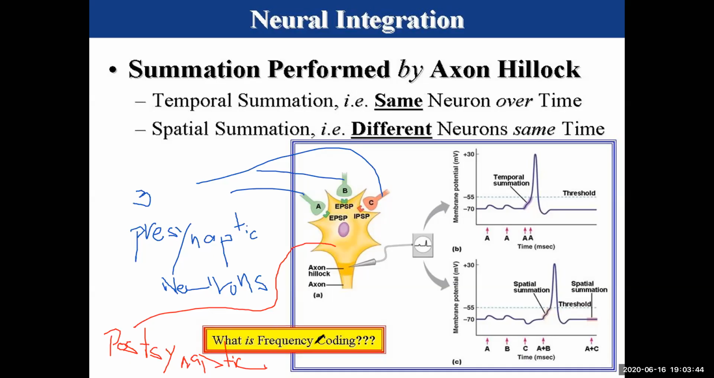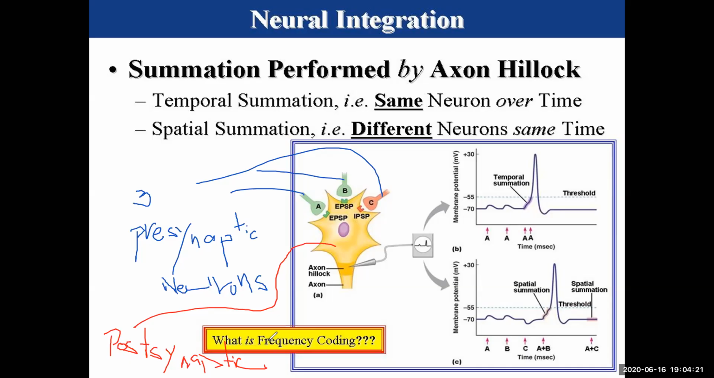Frequency coding means how many signals are being generated per unit time. So we're going to come back to that frequency coding when we talk about sensory physiology. So the number of electrical signals that are being generated per unit time, for example, an action potential, 5 action potentials per second versus 20 action potentials per second codes for different types of information. We call that frequency coding.